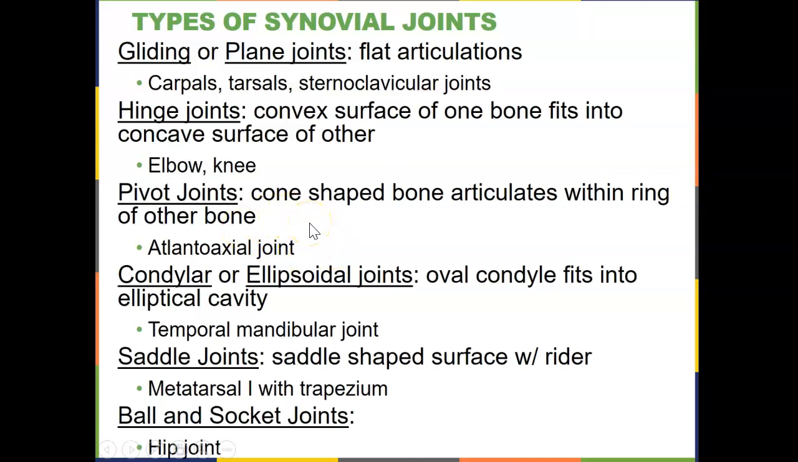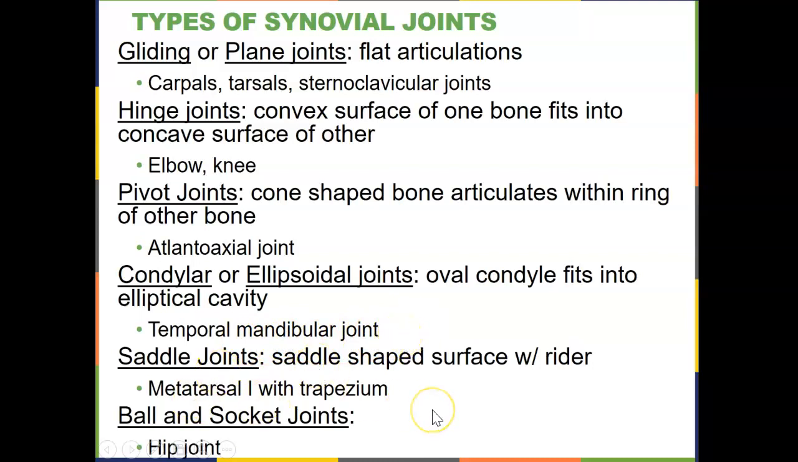You don't really have to, it does allow this circumferential movement. We have condylar and ellipsoidal joints. These are oval regions that fit into an elliptical cavity. You'll see this in the mandible, right? The temporomandibular joint. We'll look at the picture of that in a minute.